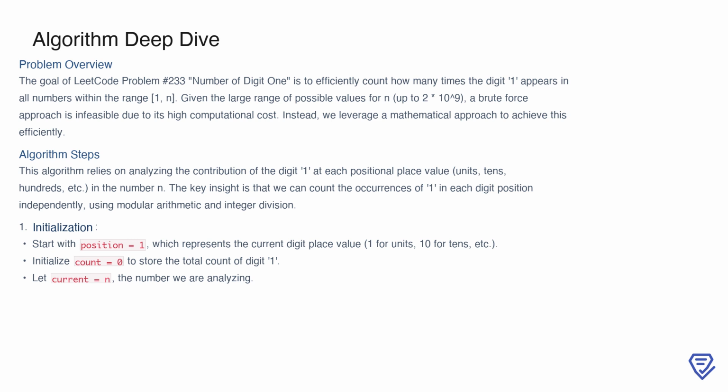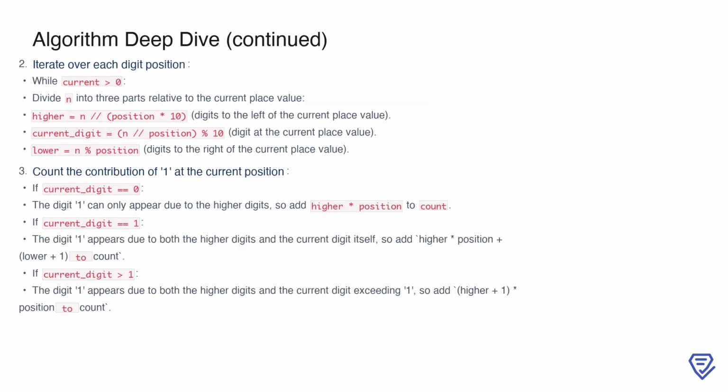We begin by initializing some variables. Position starts at 1 to represent the current place value, count is set to 0 to accumulate the total count of 1s, and current is assigned the value of n, which is the number we're analyzing. This setup allows us to systematically analyze each positional digit of n, starting from the least significant digit and moving leftward. The next step involves iterating over each digit position.